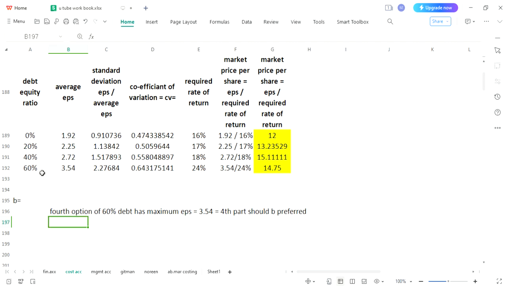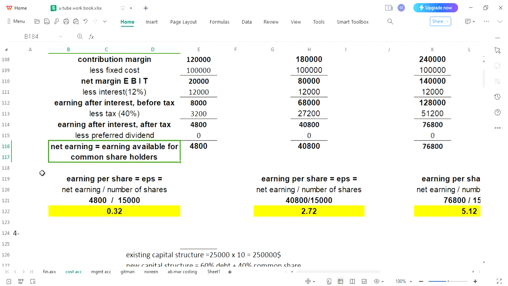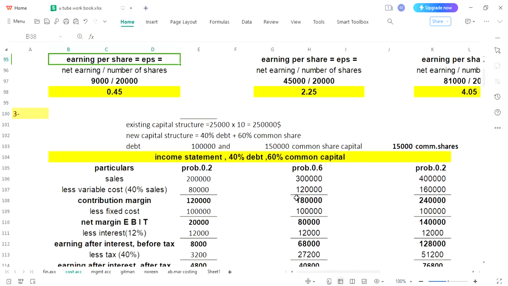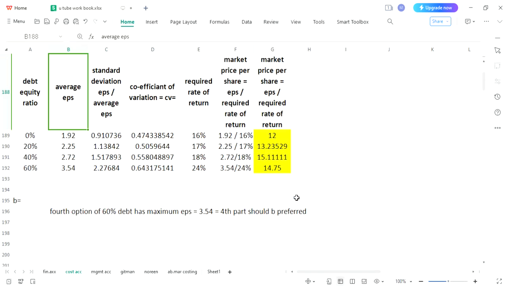This is first option. And now the second option which is asked is to see maximization of share value, price of share. Let's see where price of share is maximum. Market price per share is given over here 12, 13, 15 and 14. So this is your preferred market price because you can have the highest over here 15.1.